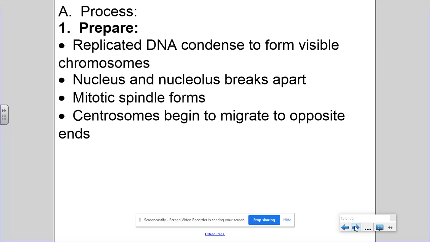Another thing that occurs is the nucleus and the nucleolus will break apart. This is so the chromosomes can move around without being tied up in the nucleus. We also have a mitotic spindle that forms. This will move the chromosomes around in the cell. They don't just float. They're going to be moved, pulled and pushed by the spindle. We also have centrosomes with centrioles located in them that will begin to migrate to opposite ends.